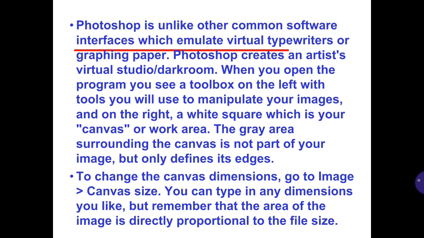When you open the program, you see a toolbox on the left with tools you will use to manipulate your images, and on the right a white square which is your canvas or work area. The gray area surrounding the canvas is not part of your image, but only defines its edge. To change the canvas dimensions, go to Image and then Canvas Size. You can type in any dimensions you like, but remember that the area of the image is directly proportional to the file size.